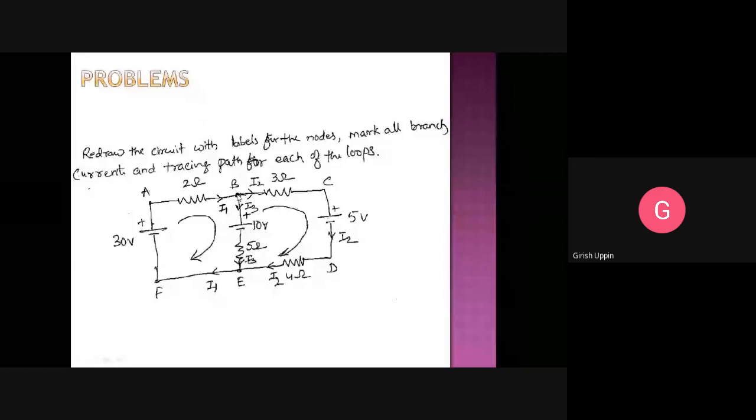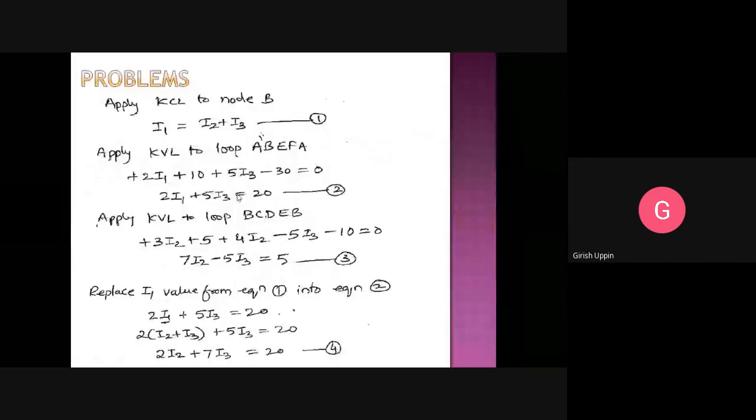Then you can simplify this equation. 3 plus 4I2, 7I2, minus 5I3, 5 minus 10 minus 5. 5 is taken on the right hand side. So this is the equation. Now we have 3 unknowns and 3 equations. So this is the first equation, second equation, third equation.